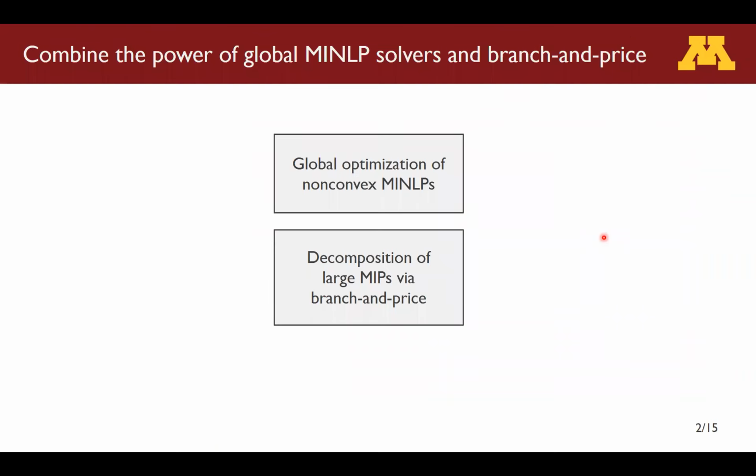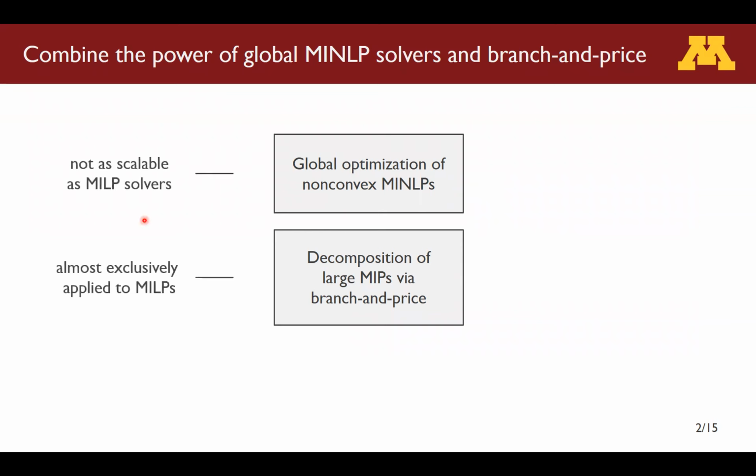This work was mainly motivated by the following observation. There are these two very important technologies in mixed integer optimization that have matured over the past 2 or 3 decades. One is global optimization of non-convex MINLPs, which has given us many of the solvers that we love, like Baron, Antigone, Scip, and others. The second is decomposition of huge mixed integer optimization problems using branch and price.